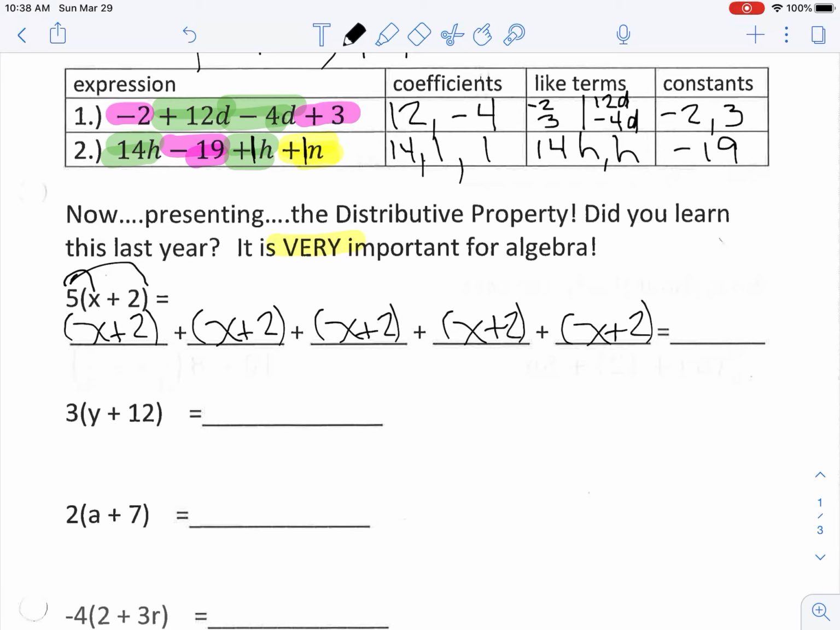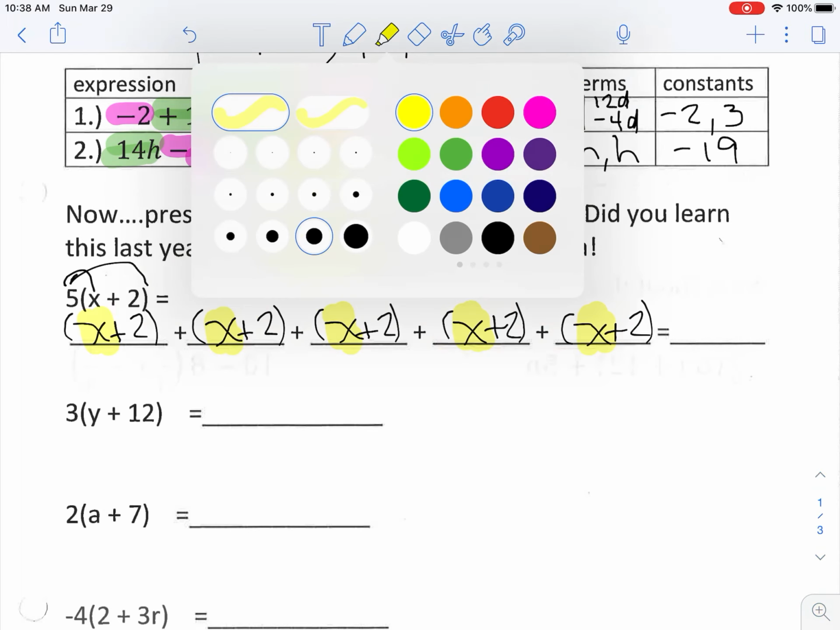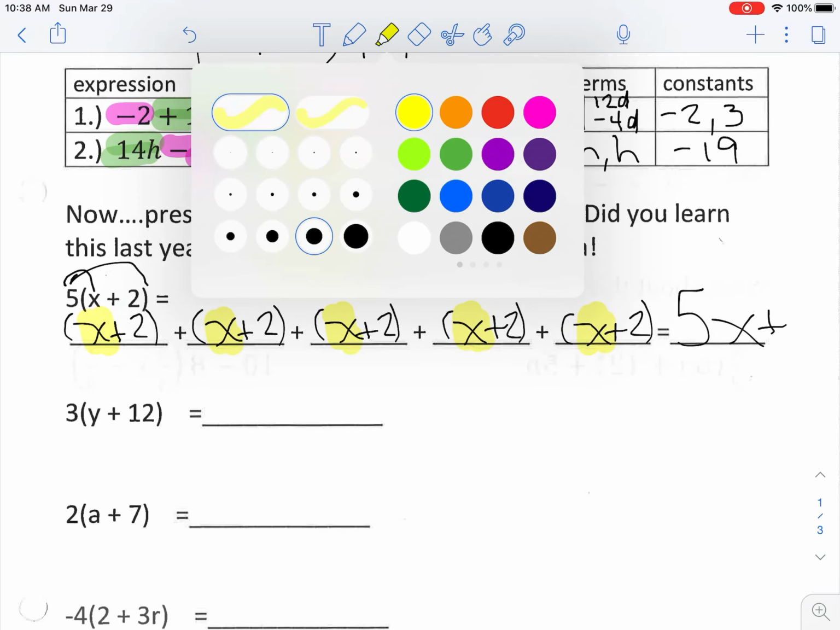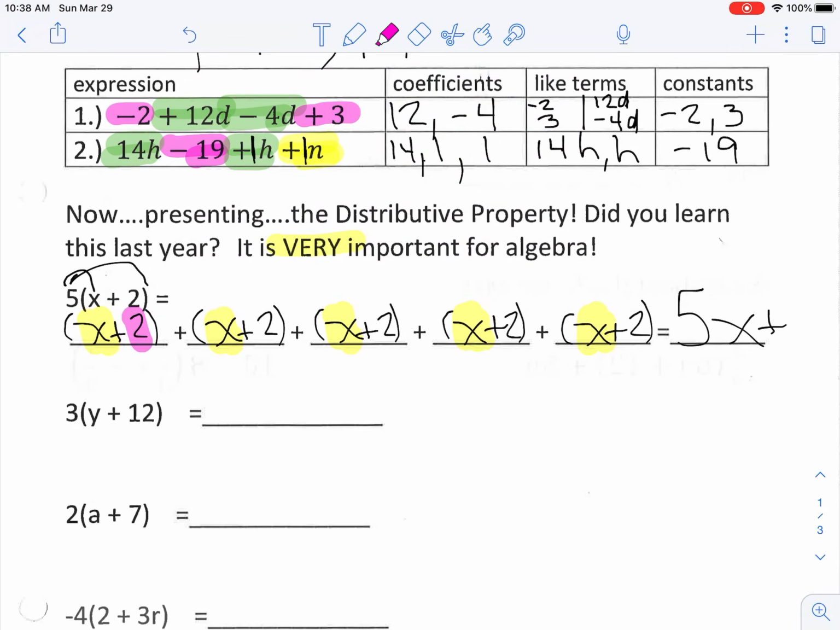now let's see what we've got. How many x's do we have? I've got 1, 2, 3, 4, 5 x's. And I've got 2, 4, 6, 8, 10. So 5 times x plus 2 is equal to 5x plus 10.